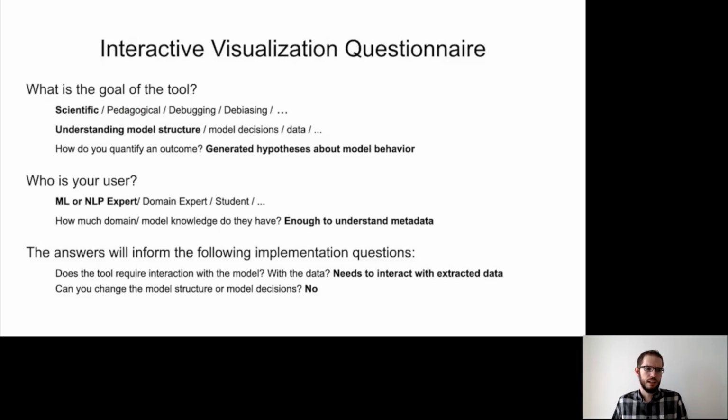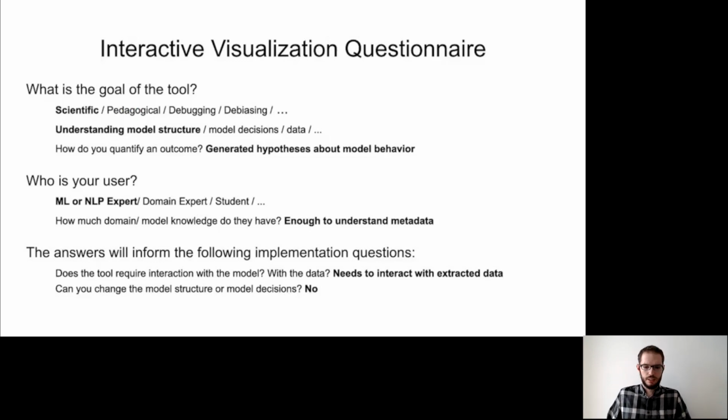This is clearly targeted at people who understand how these models operate. In our case, we're investigating an LSTM-based language model, so our target group is defined as machine learning or NLP experts. And they need to have enough domain knowledge to understand the metadata that we're going to overlay. For example, if we're interested in understanding whether neurons are corresponding to noun phrases, the person would have to understand noun phrases.